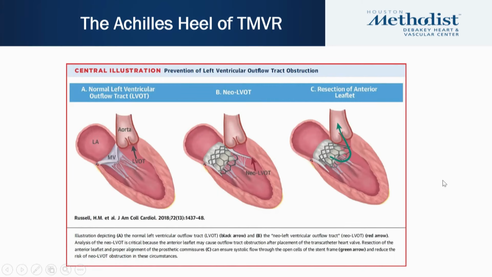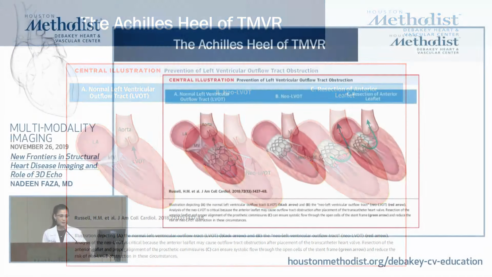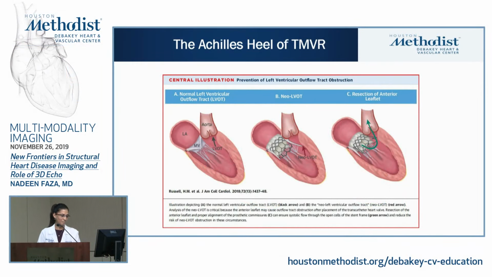It's important to remember that the main risk associated with TMVR procedures is the risk of causing LVOT obstruction. When you're doing a surgical mitral valve replacement, the anterior leaflet is oftentimes removed, whilst when you're doing a transcatheter procedure, the anterior leaflet is usually preserved and can get pushed into the LVOT by the new transcatheter valve.